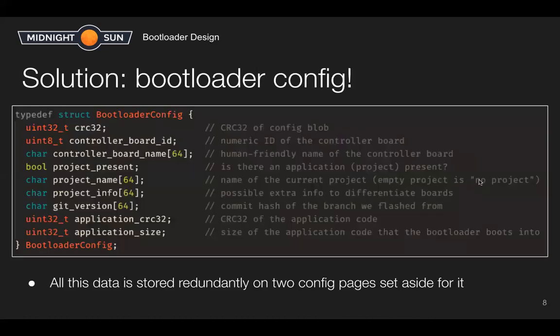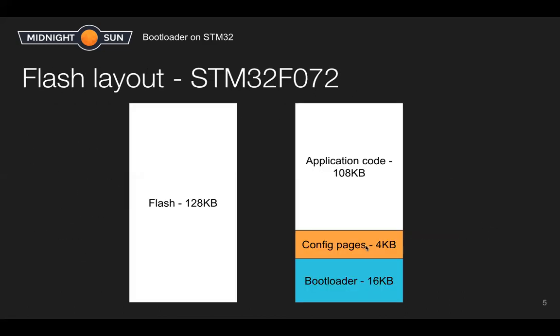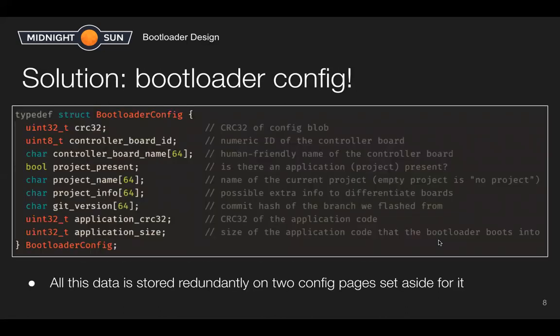So the solution is that every controller board stores this big struct in flash memory. This is the config pages that I was talking about earlier. This is what's stored in these config pages. So we've got this big struct, and let's go through the fields of it. Don't worry about the CRC32 for now, it's just a hash to make sure that everything's all right. This controller board ID is a unique ID for each controller board, as you might have guessed.